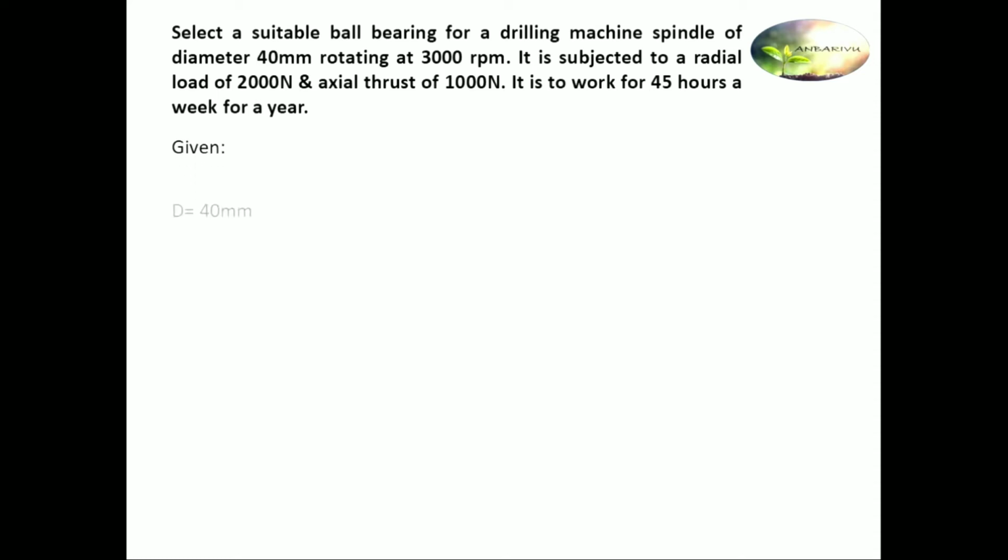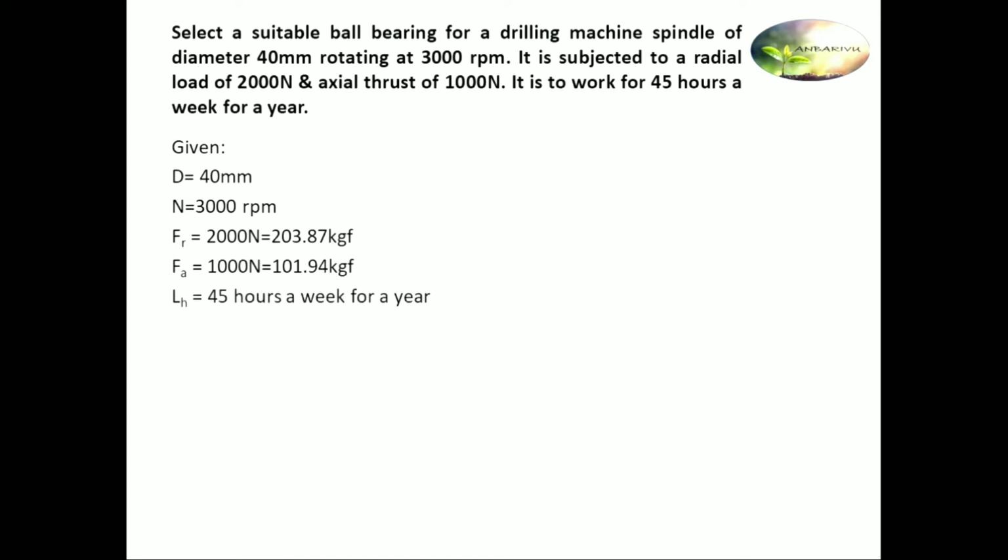Given data: the diameter equal to 40, then N equal to 3000 rpm, then F, the radial load, 2000 Newton. I converted it into kgf by dividing by 9.81. Same thing, axial thrust equal to 1000 divided by 9.81. Then working life 45 hours a week for the year.